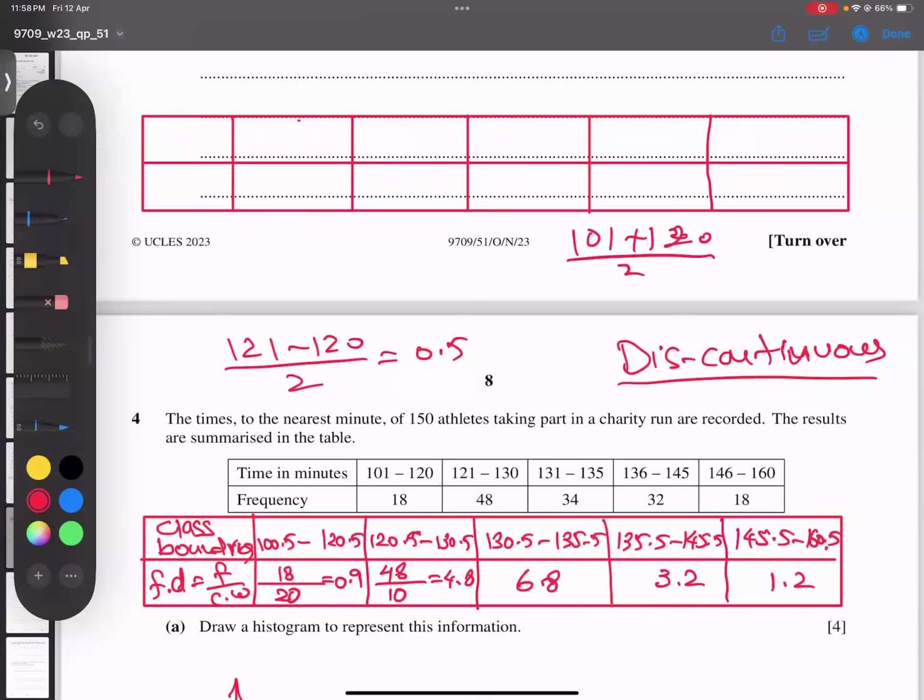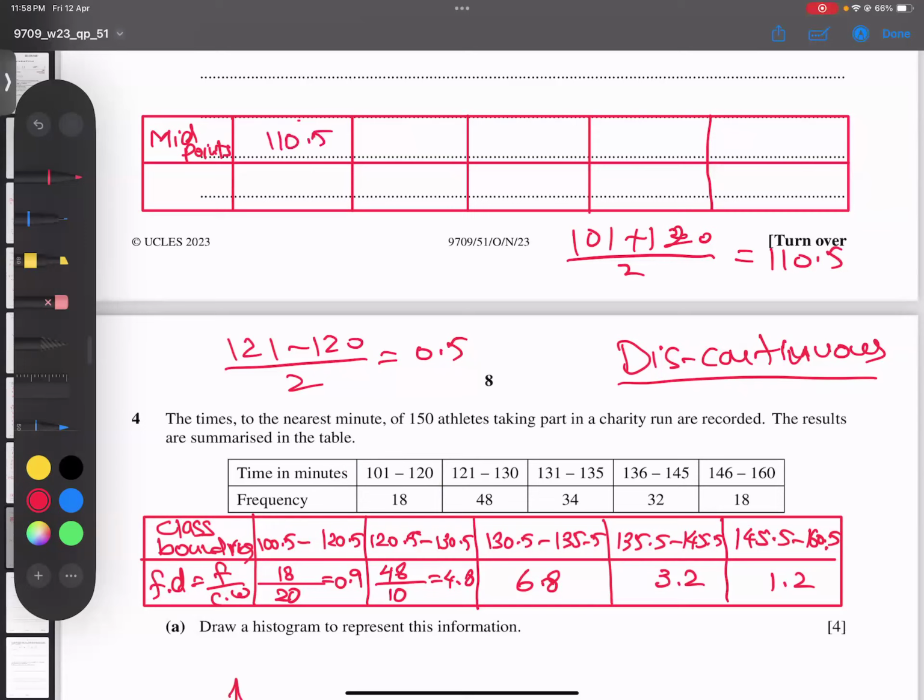So it's called the mid class. Here I'm getting 110.5. Okay, so I think this part is very clear. I'm writing here mid class, or mid interval, or midpoint, no problem. Mid class, mid interval. All right, here I got 110.5.